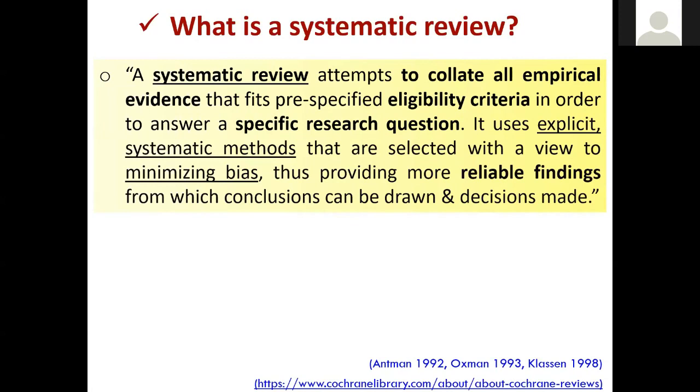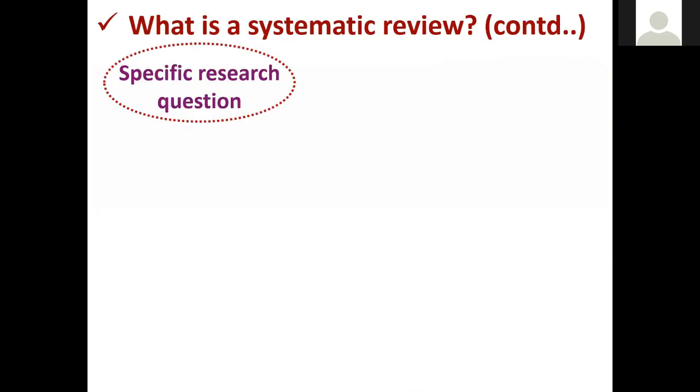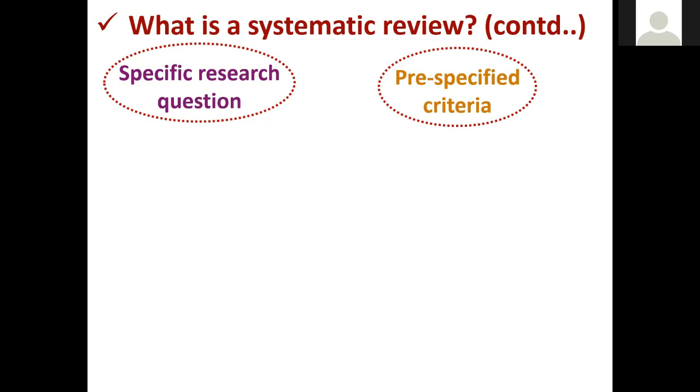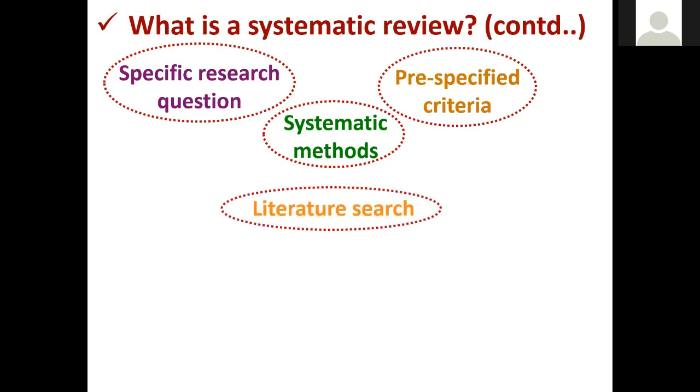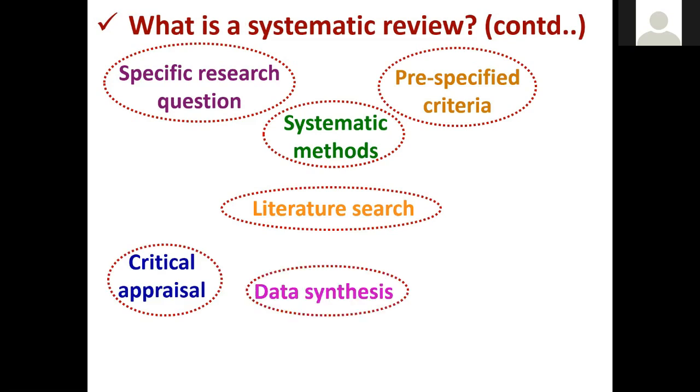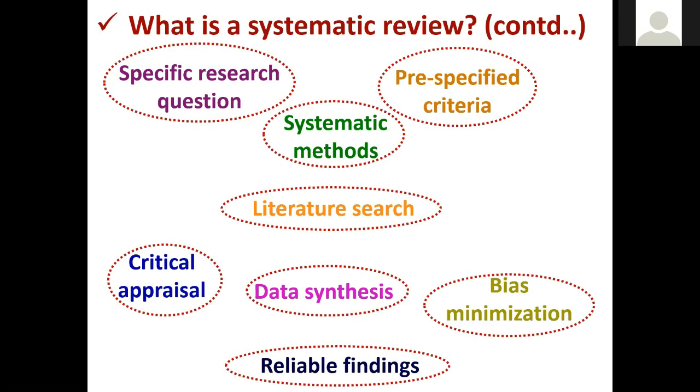Now, there are a number of definitions, and let us for the moment forget these long definitions and try to understand what systematic review means in essence. Now, there are some key terms, some catchphrases that we need to be familiar with when we are dealing with systematic reviews. Like, for example, there has to be a specific research question. Some pre-specified criteria are required. The methods that we plan to use must be systematic. There is a component of literature search where eligible studies are identified, which are critically appraised, the information from which is synthesized, in a way that bias is minimized and reliable findings are obtained. So these constitute the core of a systematic review.